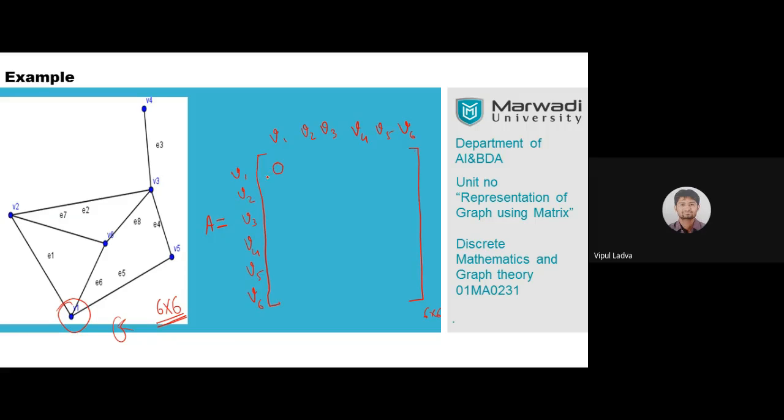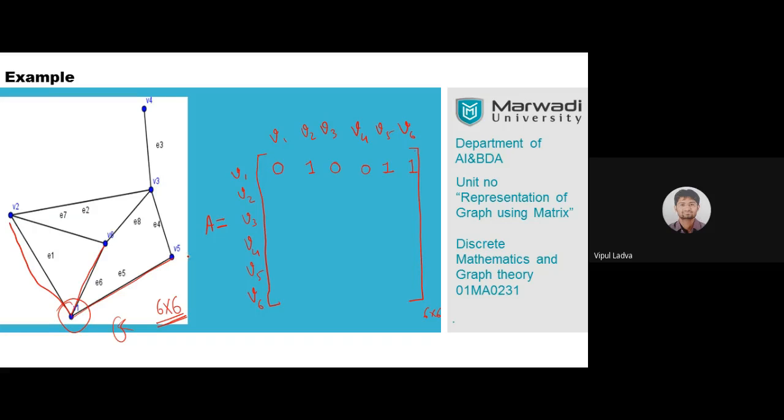Now write all the entries of the first row. Yes sir. See which vertices V1 is connected to. With V2, sir. One is with V2, then with V6, and with V5. Is that all? Yes. So you have to give 1 in V2, 1 in V6, as well as 1 in V5, and the rest of all the entries will be 0. As simple as that.